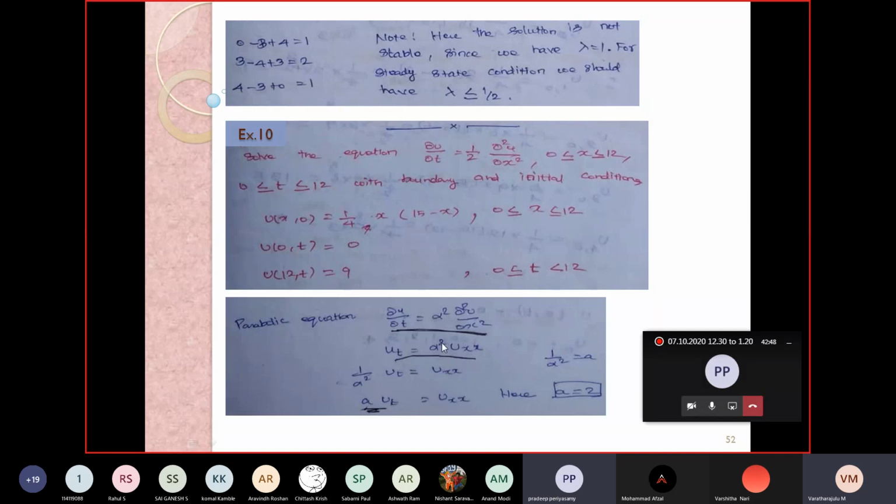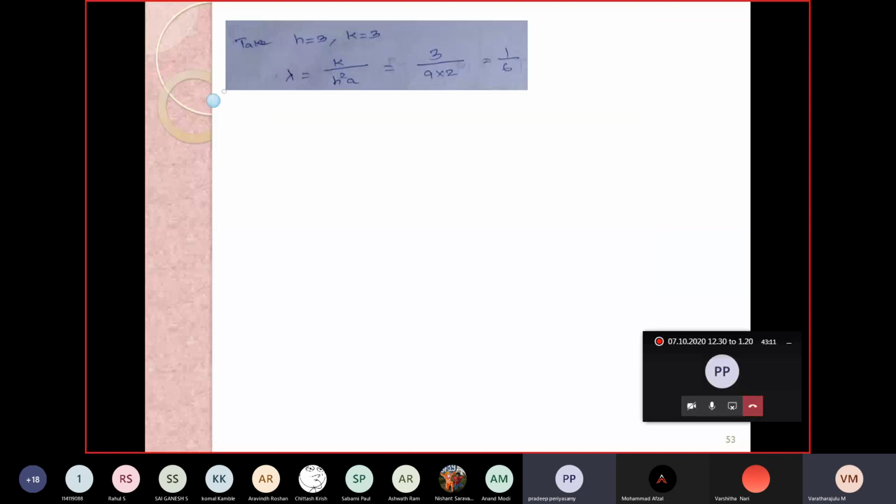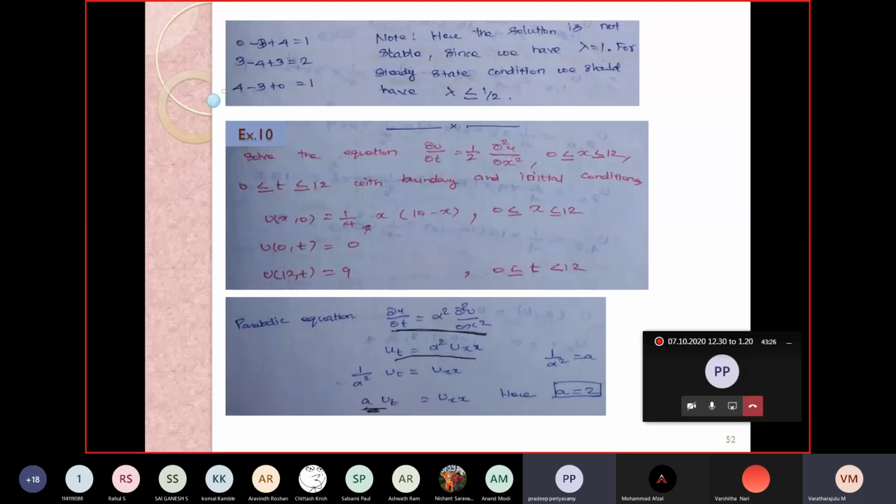By rearranging the given equation, the term associated with ut is a. Here a is equal to 2, with dou u by dou t equal to alpha square u xx. Take h equal to 3 and k equal to 3. Why 3 and 3? Because t and x vary from 0 to 12, and so as not to make the boundary out of our control, it is better to keep h and k as 3.